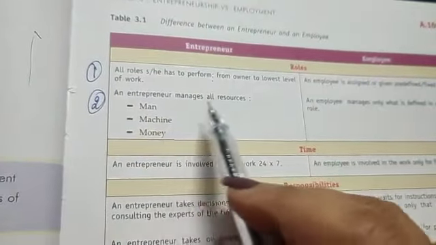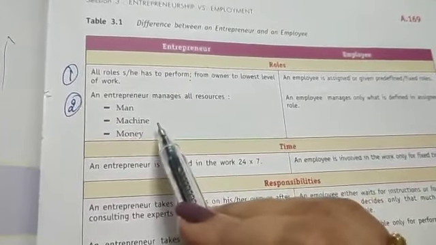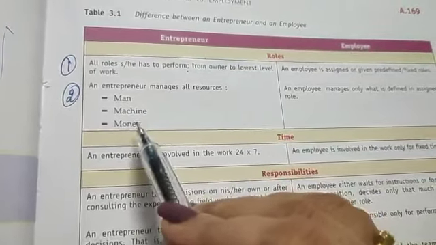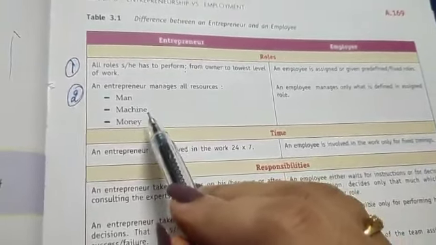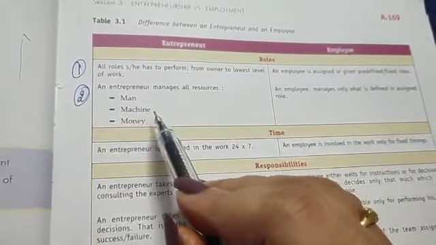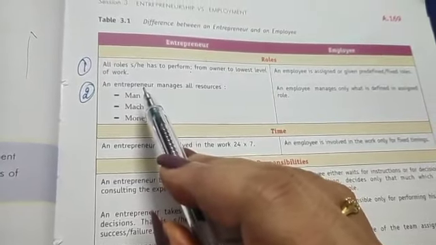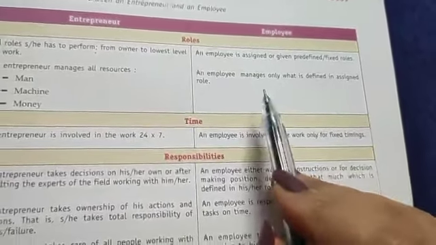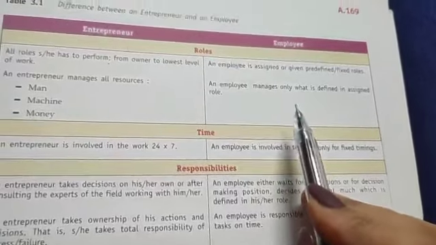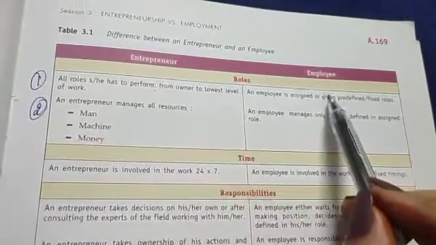The second difference is that an entrepreneur manages all the resources. He takes care of the manpower, machines, and money: how much to pay each employee, how much to spend on machinery, or which raw material is required to develop a business and manufacture a product. All these resources have to be managed by the entrepreneur. The employee, on the other hand, manages only what is defined in the assigned role; he does only the duty given to him. So this is the main difference based on roles.